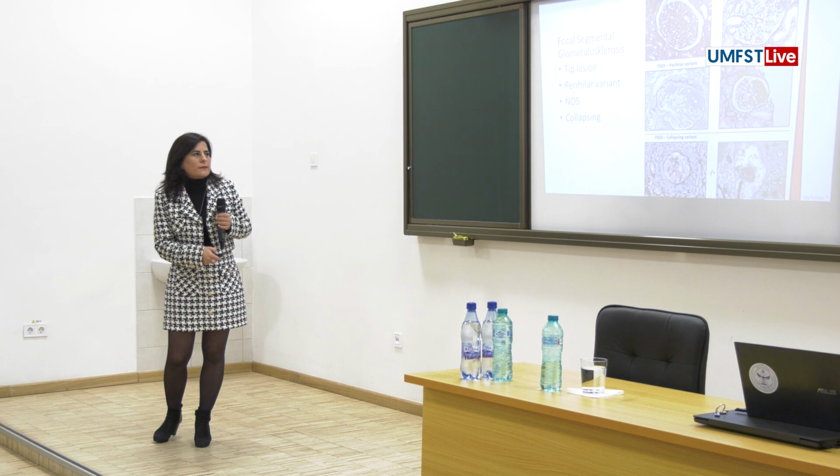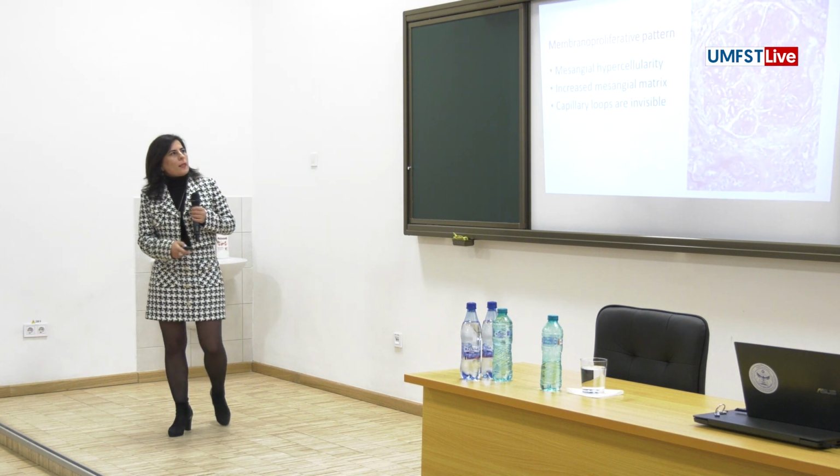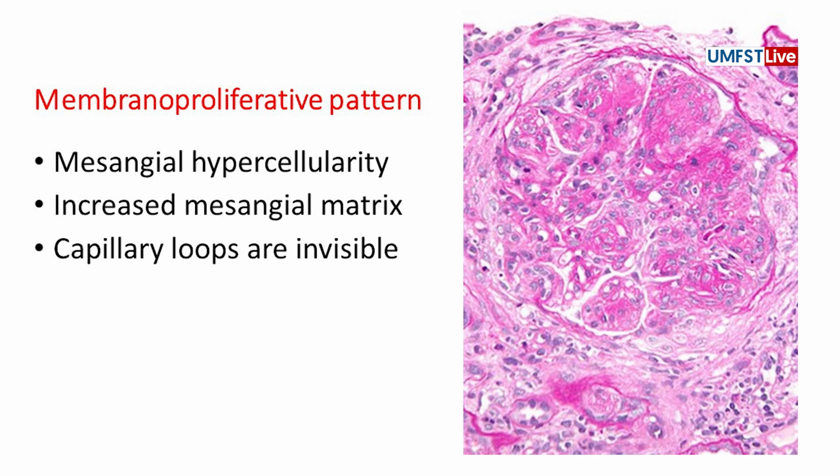And this is the collapsing variant. You see the visceral epithelium, and here the collagenosis and sclerosis. This is the membranoproliferative pattern. You see mesangial hypercellularity. I think this is a thick one. We have more than four here. And the matrix is eosinophilic, it's increased.